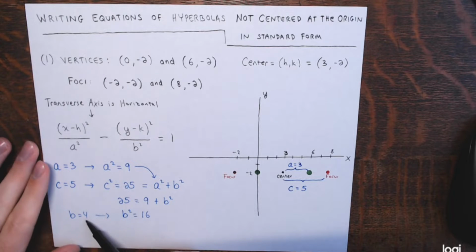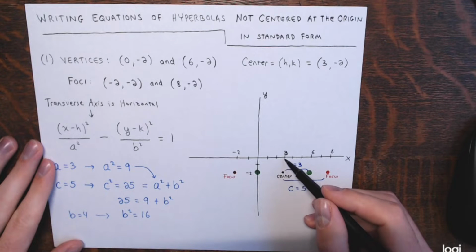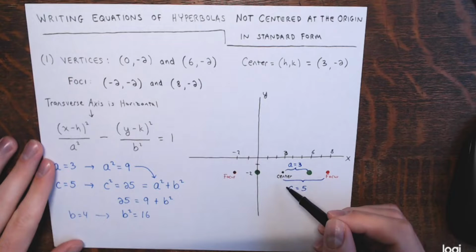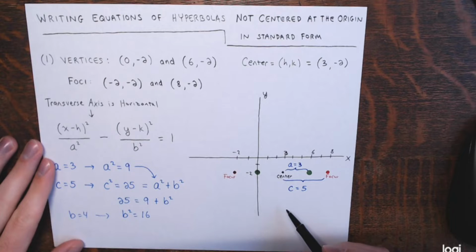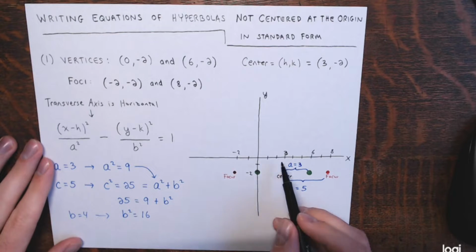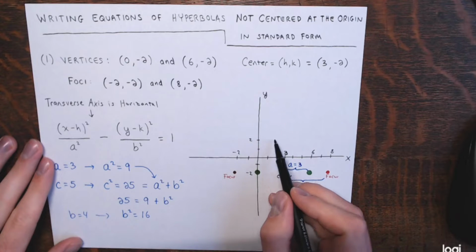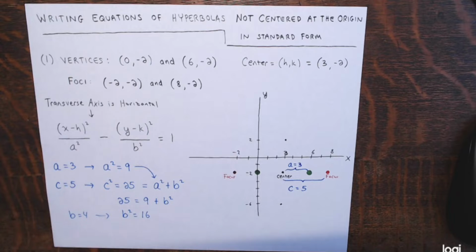4 units from the center, I get the co-vertices. So go up 4, down 4, because again, the co-vertices are on the conjugate axis, which is perpendicular to the transverse axis. So from 3, negative 2, I go up 4, that would be at 3, 2. There's a co-vertex. And then down 4 to 3, negative 6, there's another co-vertex. Again, those aren't in green either. The co-vertices are also not on the hyperbola.